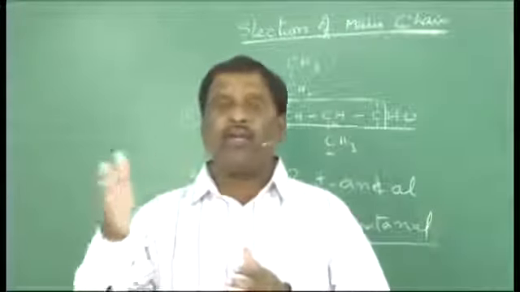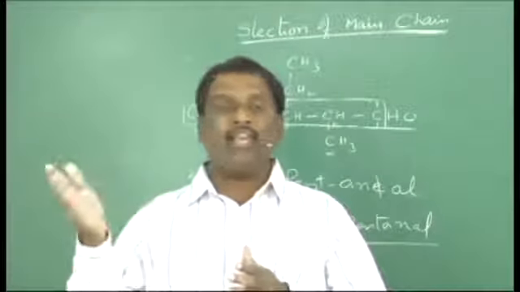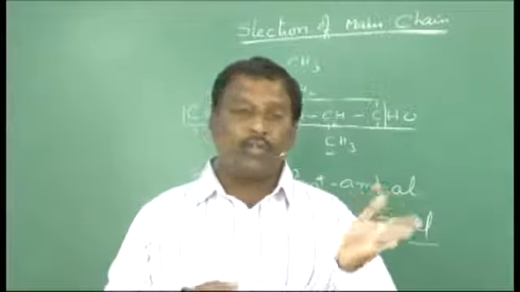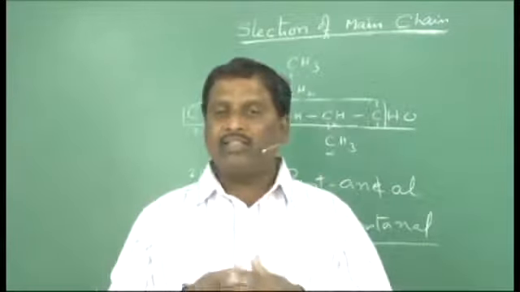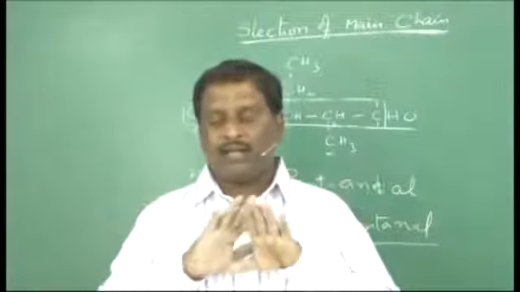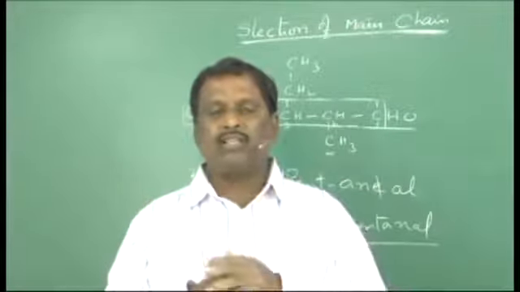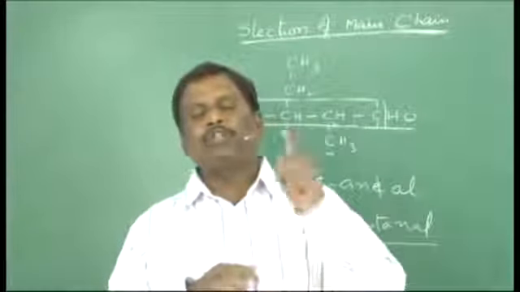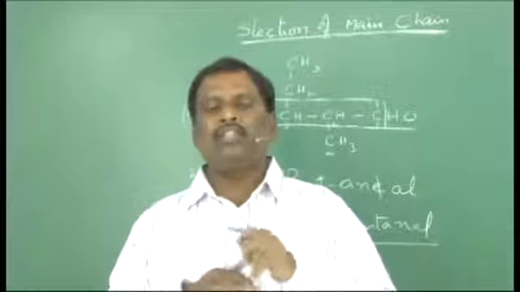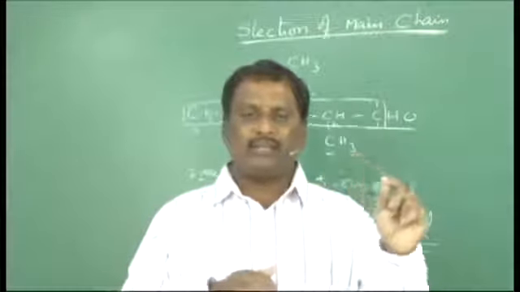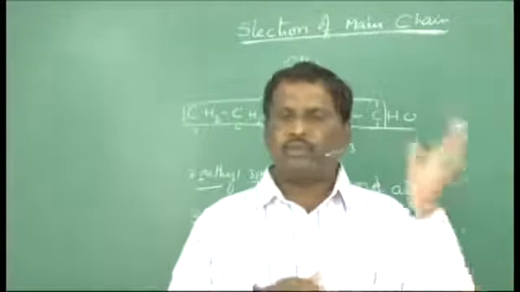Suppose in an alternative way there is a chain with the maximum number of carbon atoms, but that functional group is not included in it; that maximum number cannot be considered. Here the main thing you have to consider is that the functional group should be included in the main chain, though it contains fewer carbon atoms. So, that is one point.